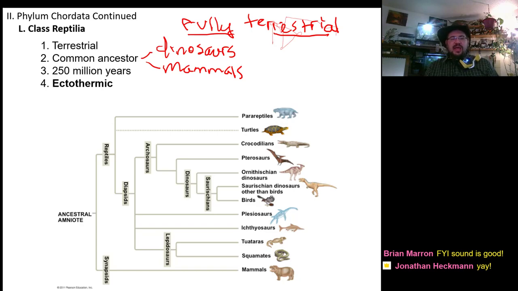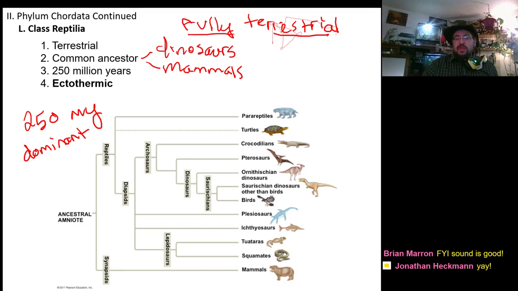So reptiles evolved early. They evolved in the early Triassic, and for about 250 million years, they were the dominant terrestrial vertebrate on the planet, only being displaced when the dinosaurs adaptively radiated.